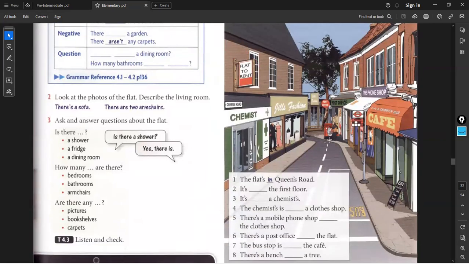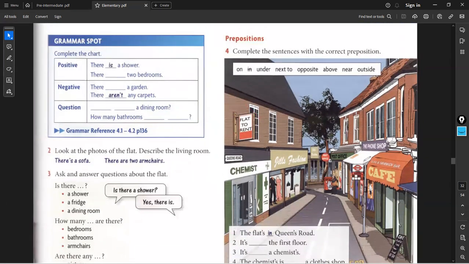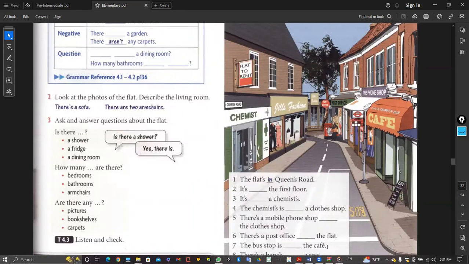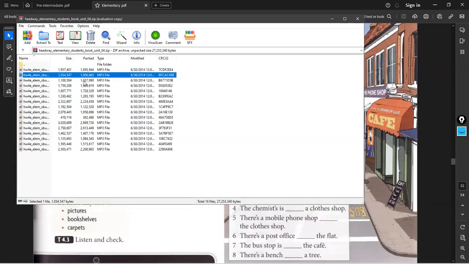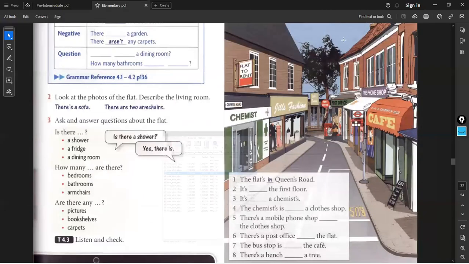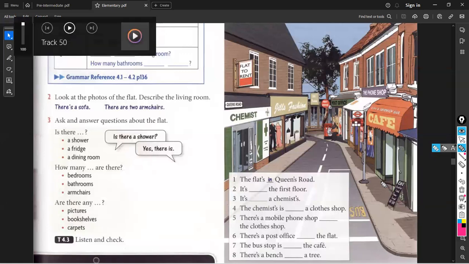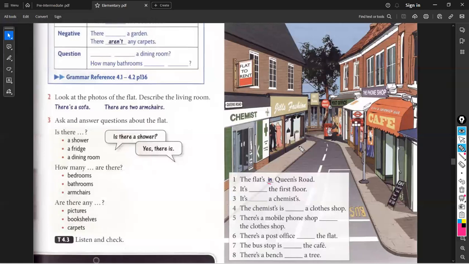So let's try to listen to the recording and to check the prepositions that we have in 4.4. So this is it, and this is recording 4. Tape script 4.4. Prepositions. 1. The flat's in Queen's Road. So the flat is in Queen's Road. تقع الشقة في شارع كوينز. فأنا لما أقول في حي أو في شارع, I have to say in.